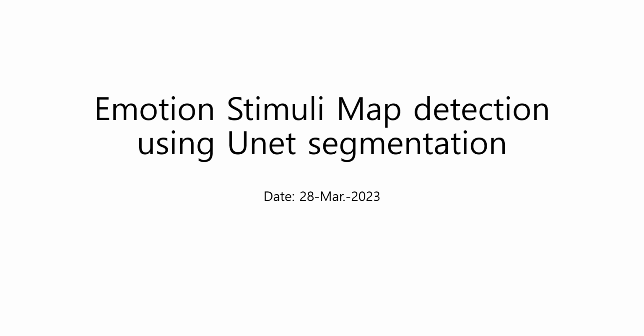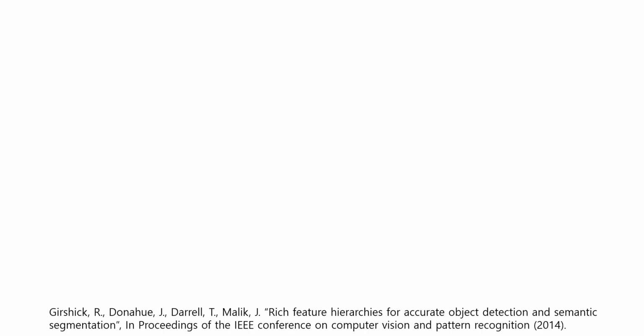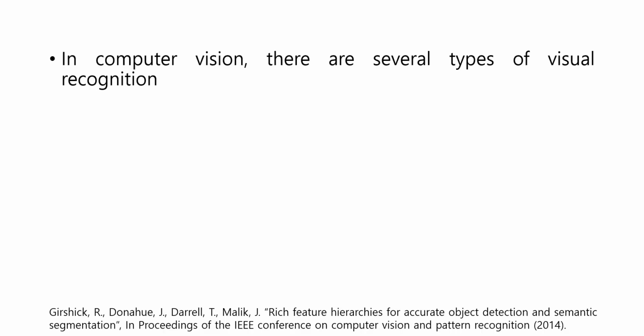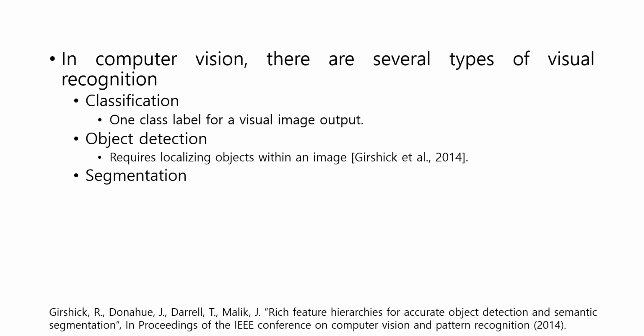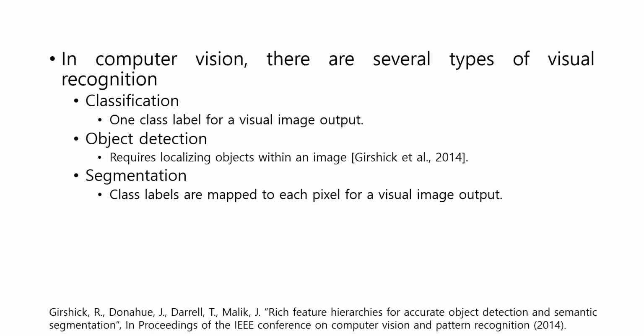Hello everyone, today's topic is about emotion stimuli map detection using UNet segmentation. In computer vision, there are several types of visual recognition: classification, object detection, and segmentation. In classification, there is one class label for a visual image output, and object detection requires localizing these objects within an image. And in segmentation, the class labels are mapped to each pixel for a visual image output.